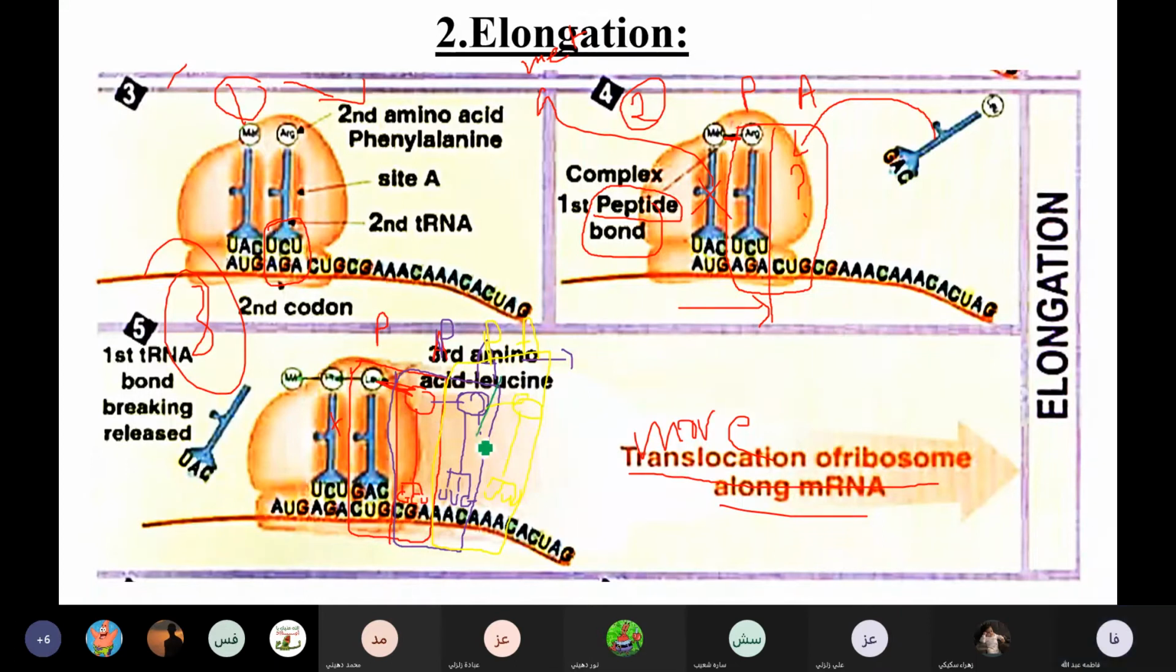Now focus on the green. I have C. This is P now. This is A now. And this continues until reaching a stop codon. Elongation stops, and once I reach a stop codon, we're talking about termination. So this will continue until reaching a stop codon. Is it clear?